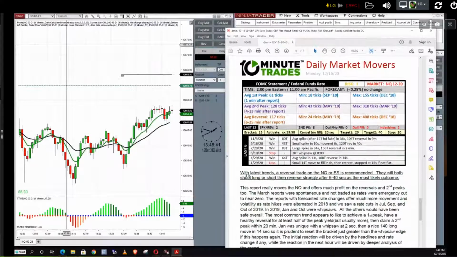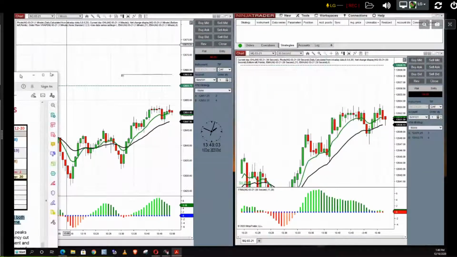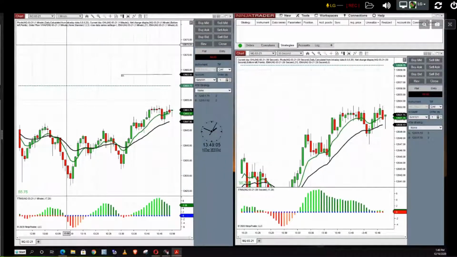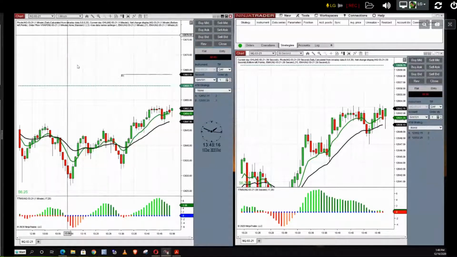If the DMM did not say this today, with latest trends, a reversal trade on the NQ or ES is recommended, I would take the breakout trade. I just think, I can't say what I think. So there's a strong possibility I won't trade because the market is tricky.